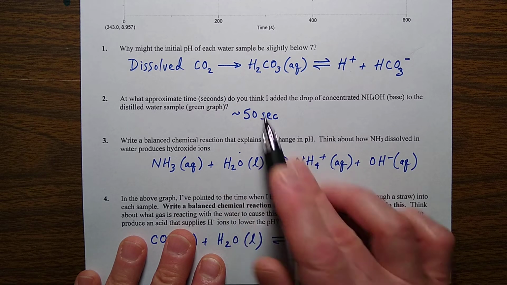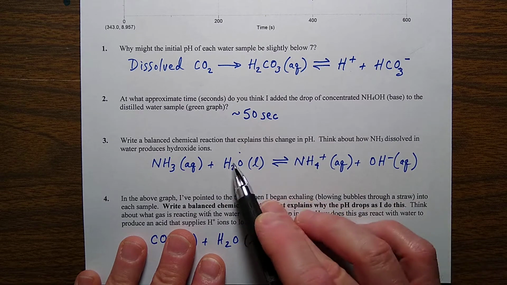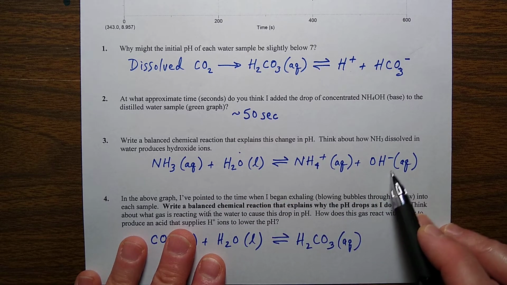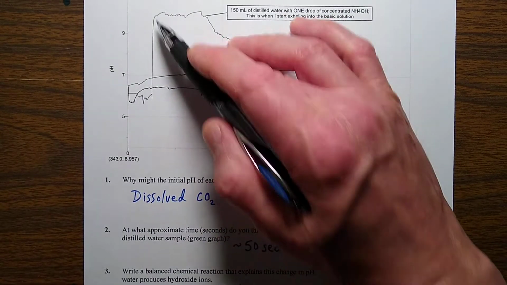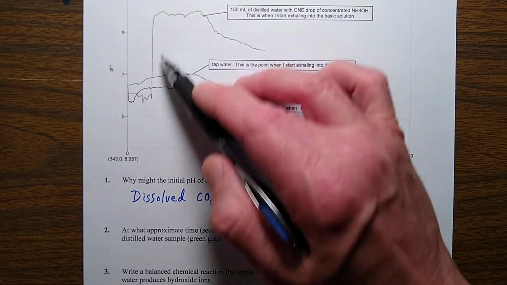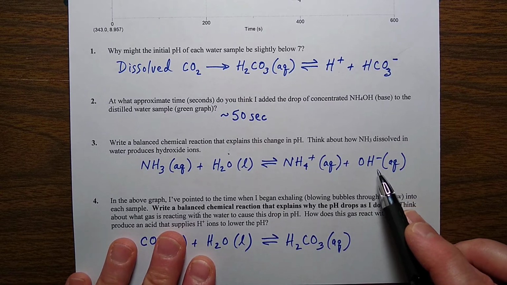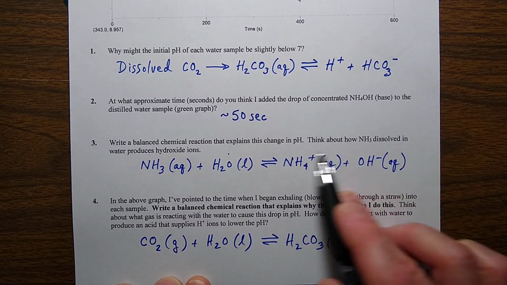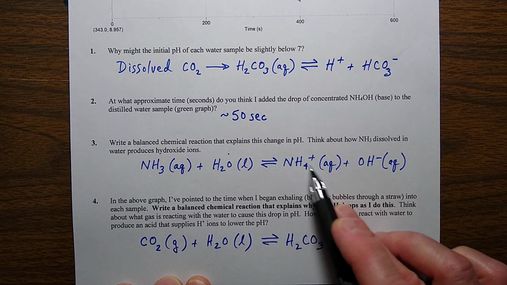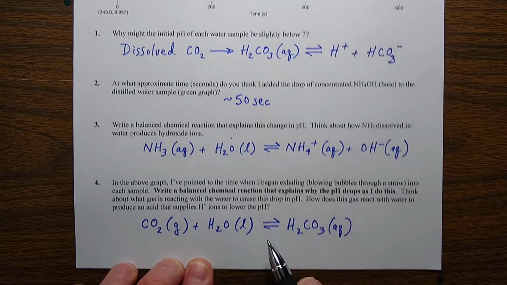Ammonia reacts with water. It's a weak base, and it pulls a proton off water. You get ammonium ion and hydroxide ion. That's why the pH jumps up, because all of a sudden you have excess hydroxide in the pure water. So you have a large jump in pH. If you just show the dissociation into ammonium ion and OH, that's fine too.